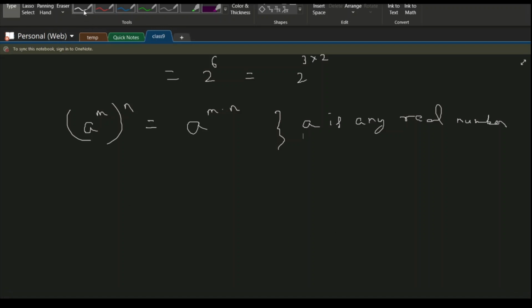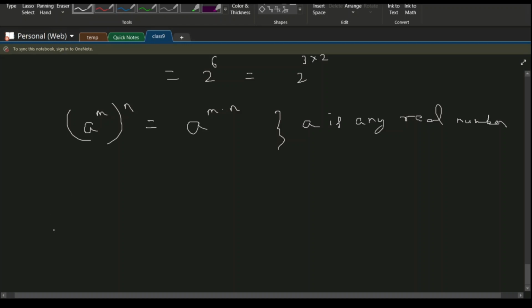And then we have ab. Now I have a product here and whole raised to the power n. Okay. So here what I can do is open the bracket and write it as a to the power n times b to the power n.